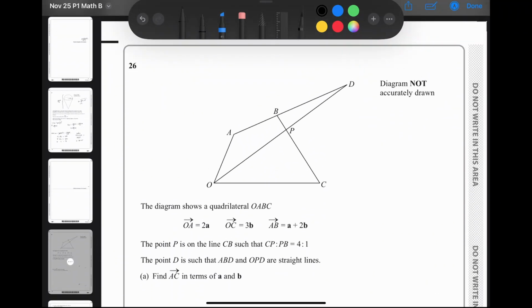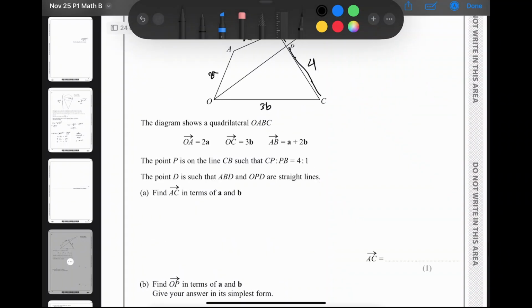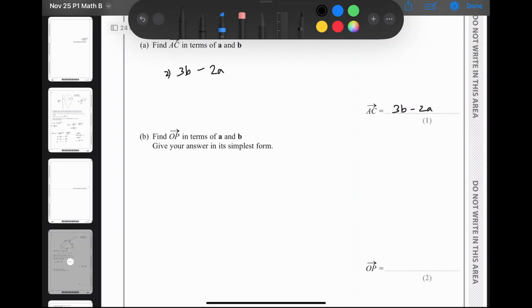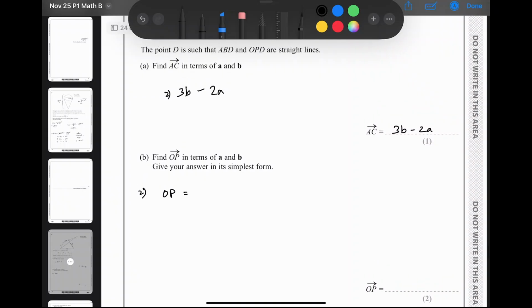For question 26, we are given a vector illustration with their values from their direction. We will label the values on their lines correspondingly. We are also told that BC is divided as 1 to 5. At A, we will find the simple AC. Next, for B, we need to get OP. For OP, we need to get CP and then simplify.